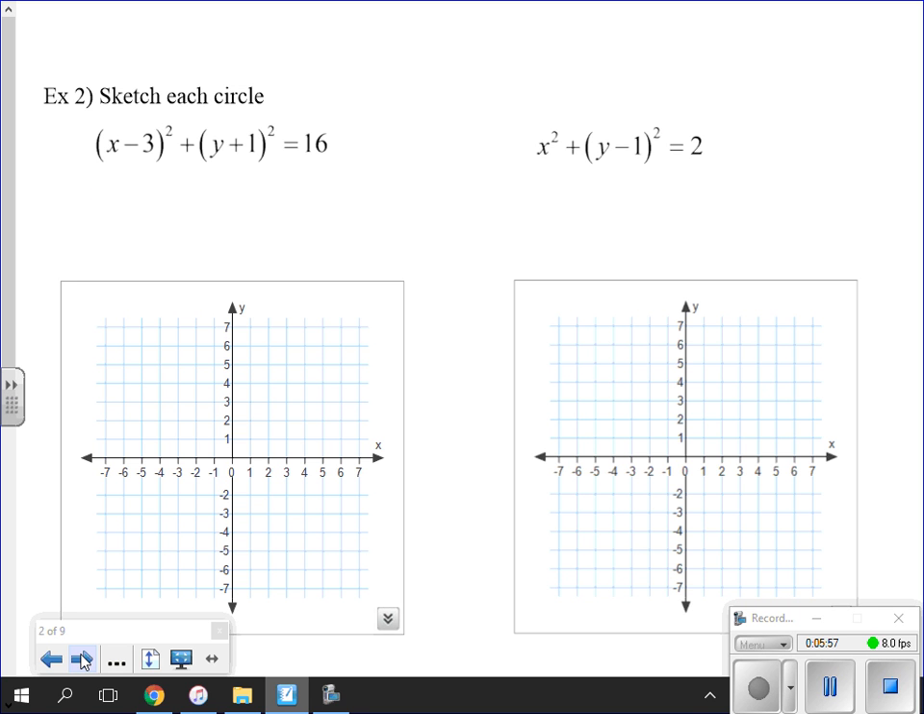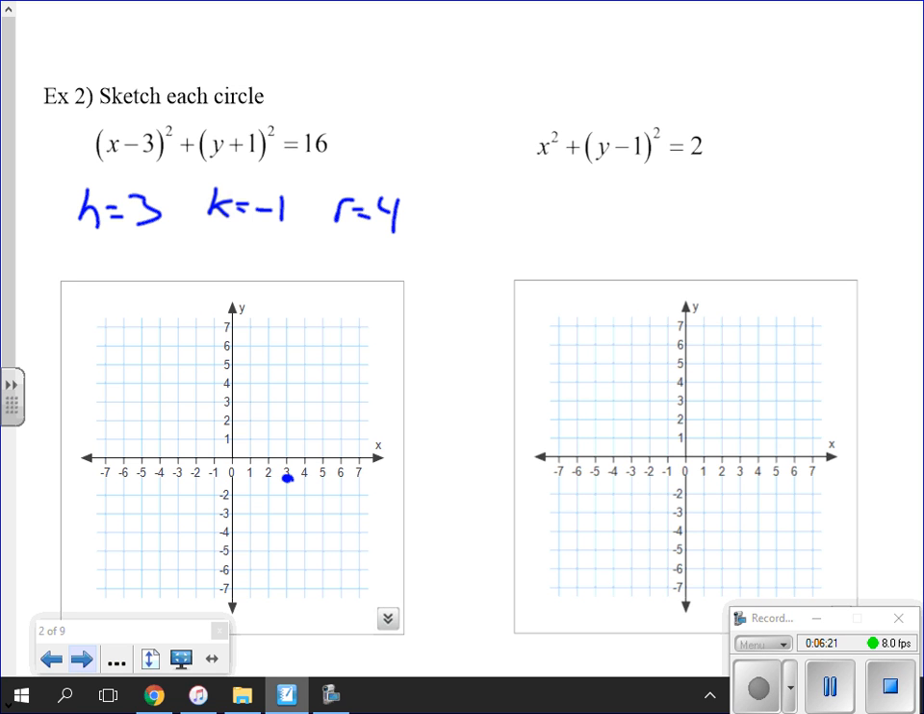So, my h is what? 3. My k is what? -1. And what is my radius? 4. So here's what you want to do when you're sketching these out. Find the center, 3, -1: over 3, down 1.